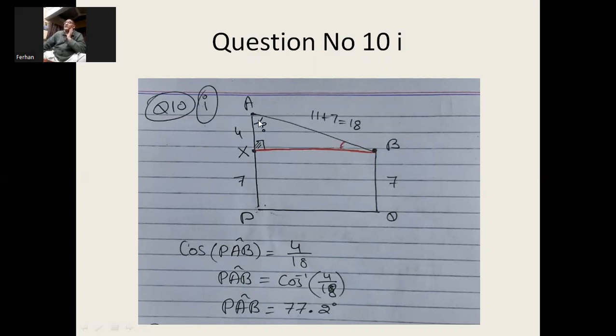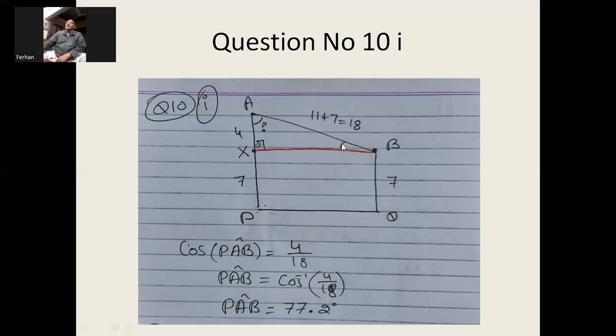So this will be my hypotenuse. If I'm going to find this angle, then this will be my base. You know the ratio of the base and the hypotenuse, that is called cos. So the cos of the PAB angle will be equal to the base by hypotenuse, and that will be 4 by 18. So angle PAB will be equal to cos inverse of (4 divided by 18), and that will be 77.2 degrees. So we have to show that is the first part.